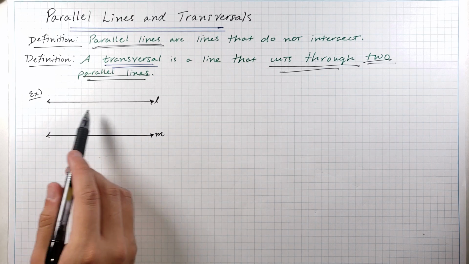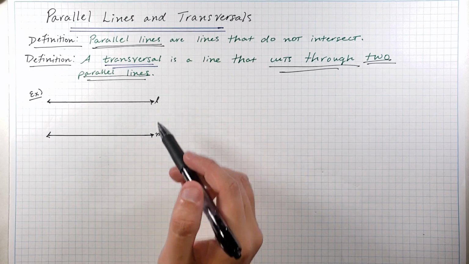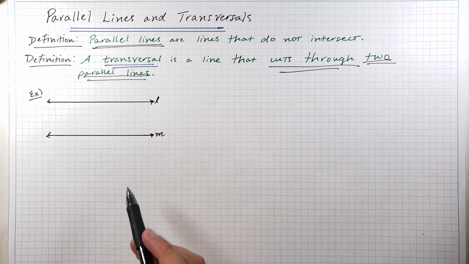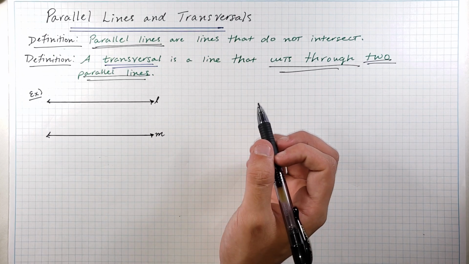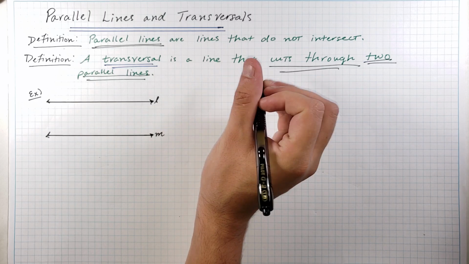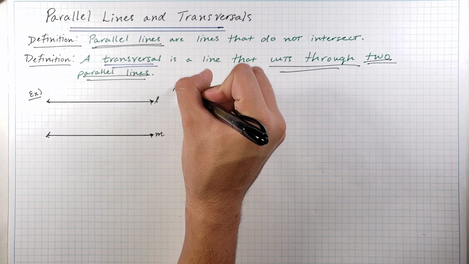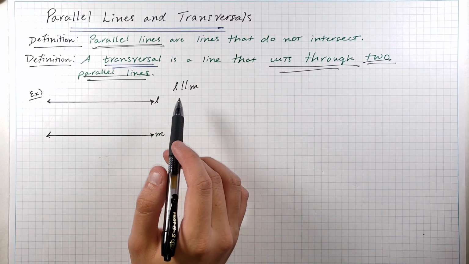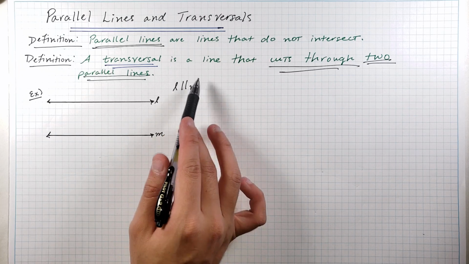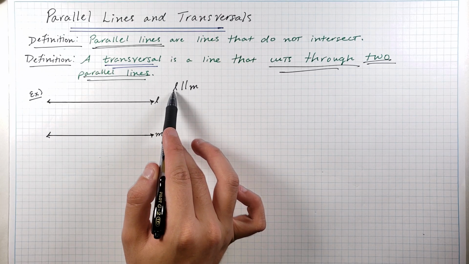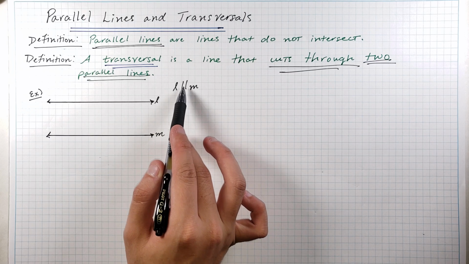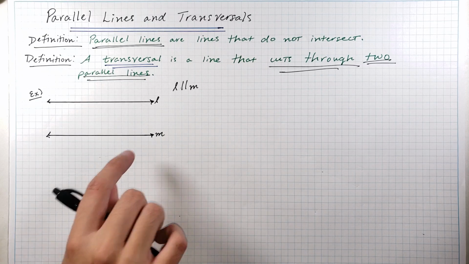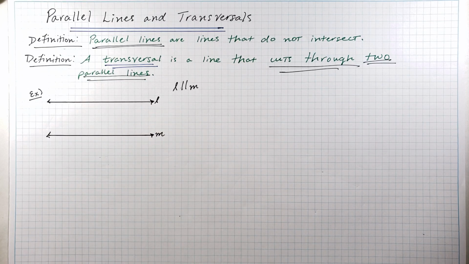Here we have line L, that's a cursive L, and line M. And line L and line M are parallel. A way to denote that would be to write like this: L is parallel to M. So whenever you're reading a problem and you see this, it just means line L and line M are parallel, because the little symbol for parallel is just two parallel lines, all right? So we have line L and line M are parallel.